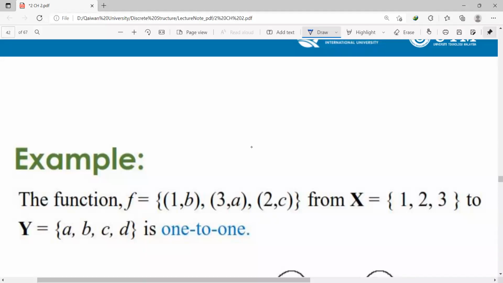In this example, we have this function. F is a function which is defined by 1b, 3a, 2c from set X, which is 1, 2, 3, to set Y, which is a, b, c, and d. Here we say this function is one-to-one. How? Let's see.